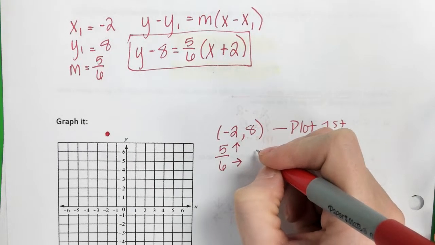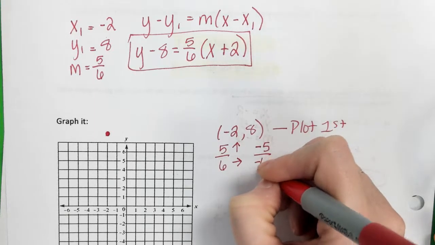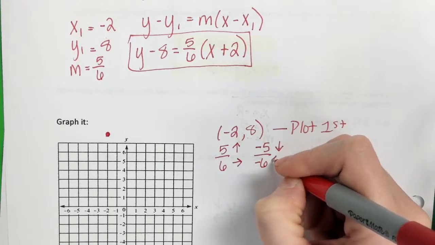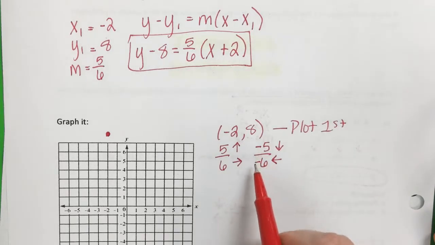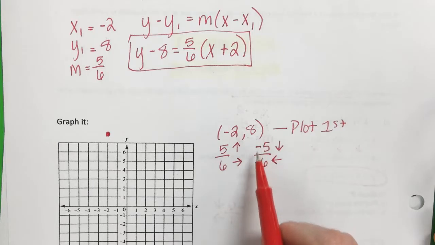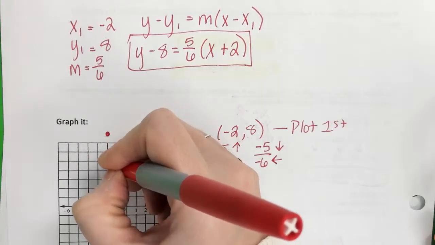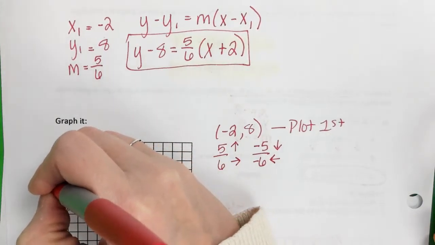Think of it as the opposite for both, almost like -5 over -6. So down to the left. Yeah, because think about two negatives. What do they make? Positive. So as long as you put the negative with the numerator and denominator, it's the same. And this is going to go off a little bit too.